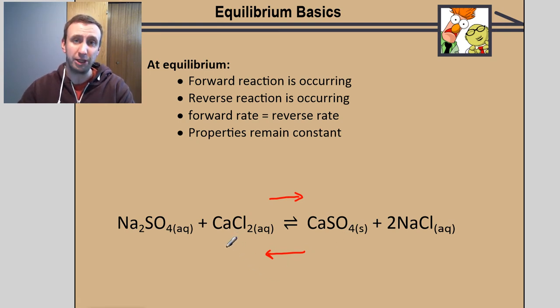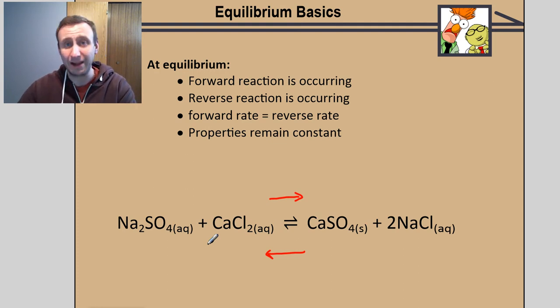When equilibrium is reached, I have two reactants reacting to form these two products, and these two products reacting to form these two reactants. So in other words, the forward reaction is happening at the exact same rate as the reverse reaction, and as a result, properties remain constant.